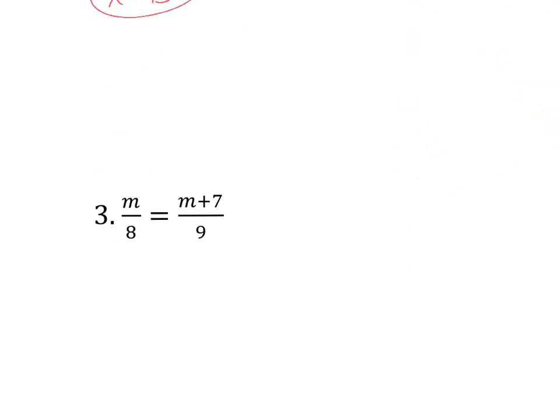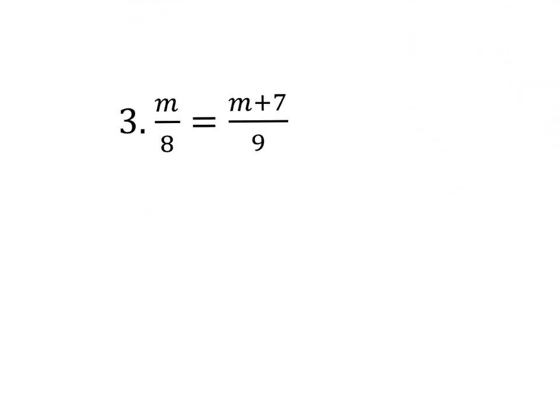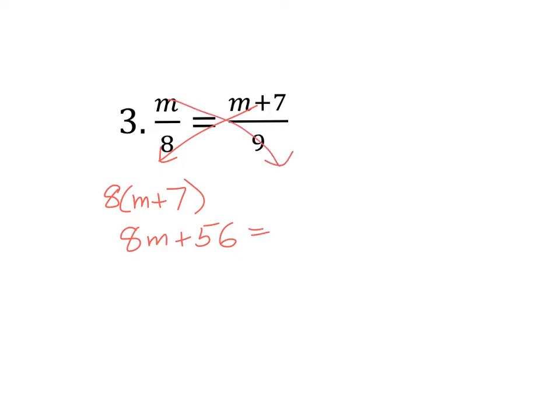Okay, let's look at number 3. Okay, so if I'm cross multiplying this way, I need to do my distribution, right? So I have 8 times (m plus 7). So 8 times m is 8m. 8 times 7 is plus 56. Cross the other way, and I have m times 9. That's just 9m. All right, so when I'm doing my opposite operations here, I got to make sure that I realize I have variables on both sides.